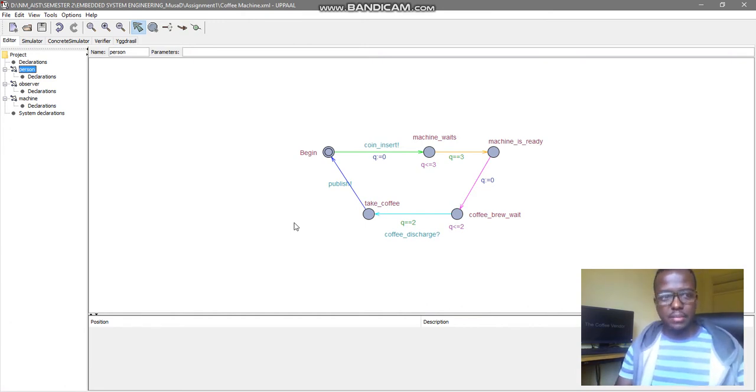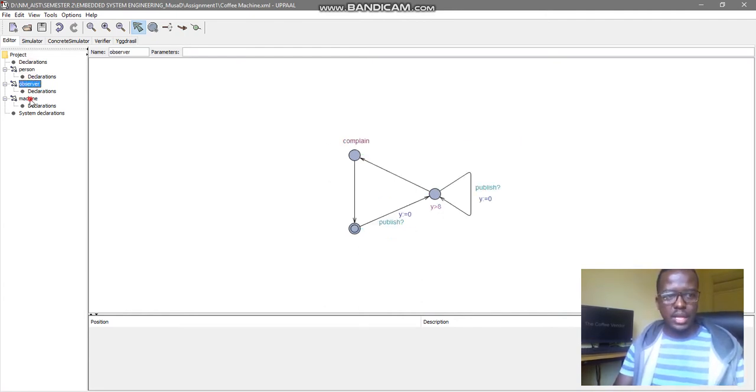And from the assignment, we have three. We have created three automatons. That is the person automaton, observer automaton, and the machine automaton.